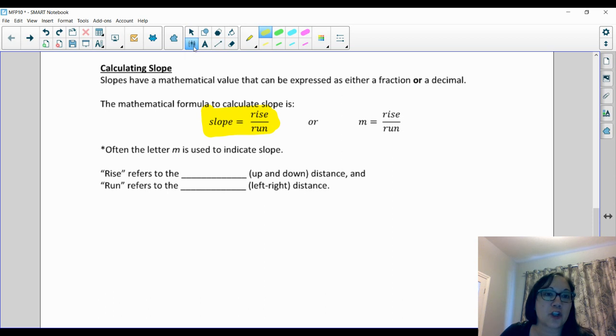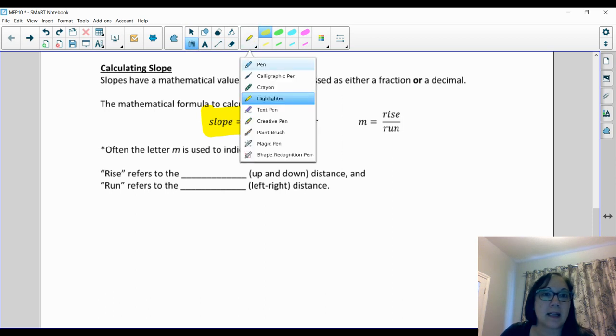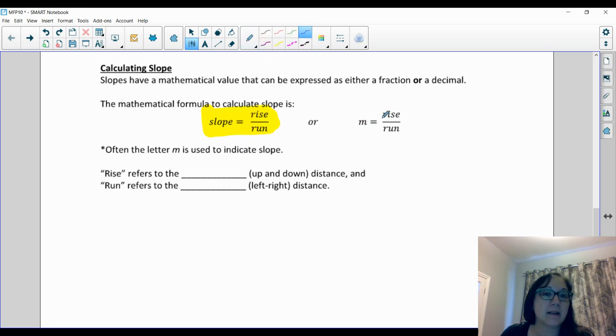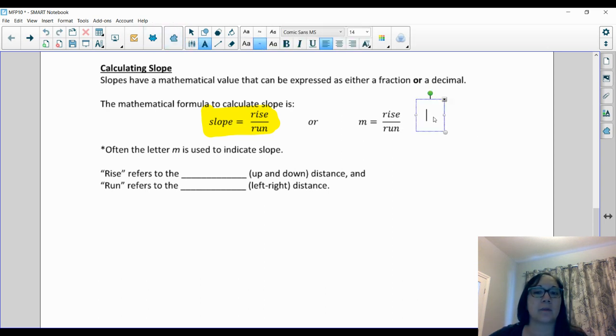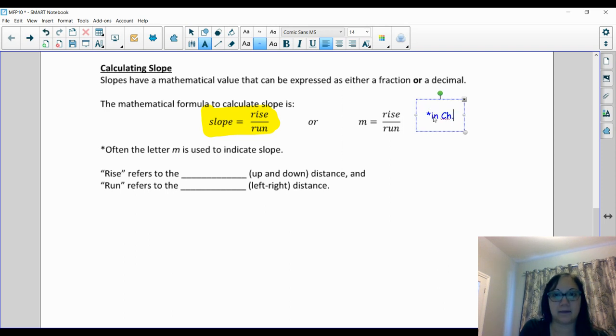Now, one way that you can shorten that formula a little bit is to write an M instead of writing out the word slope. So if you see me use an M, that means the same thing as slope. And I'm just going to make a note here that when we were in chapter 5, we used this same formula, but we described it differently. So in chapter 5, in the last set of lessons that you watched last week, we called this the rate of change.